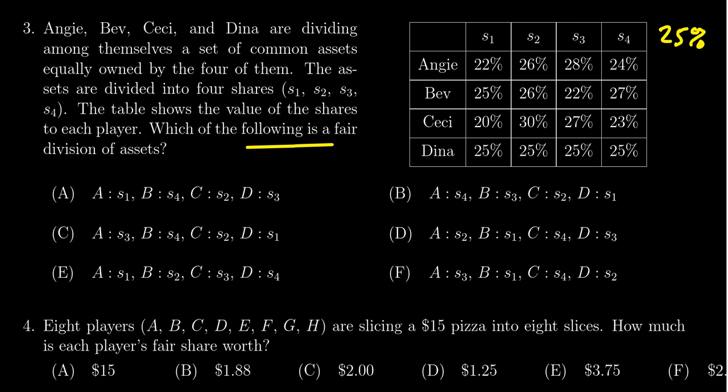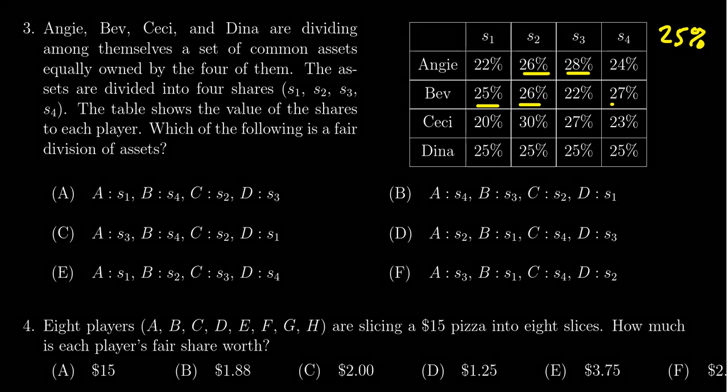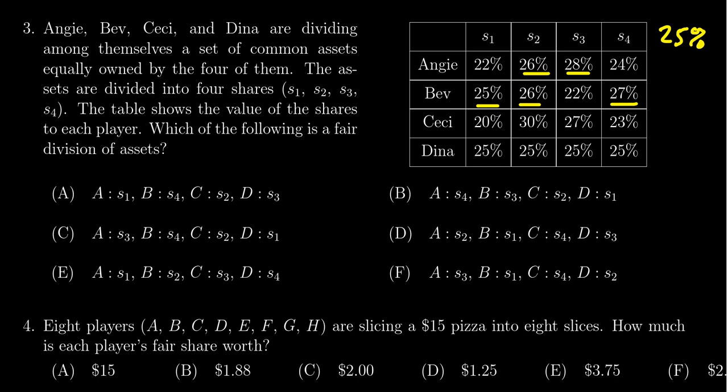So we want to come up with a fair division here. We want to give everyone a fair share. So when you're looking at Angie here, Angie only values share 2 and share 3 high enough. Bev would value share 1, share 2, and share 4. Ceci here, she values share 2, share 3, and Dina, it looks like, values all of them. So maybe Dina was a divider in this type of allocation here. So we've got to come up with a fair share, fair division. Turns out there might be more than one.